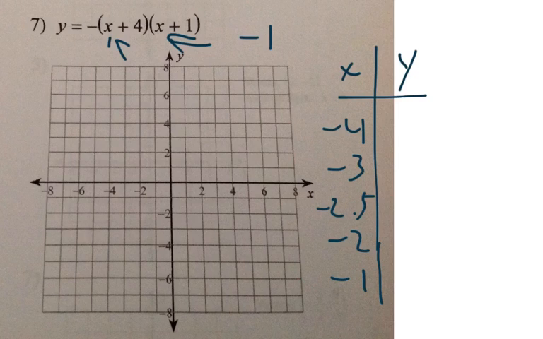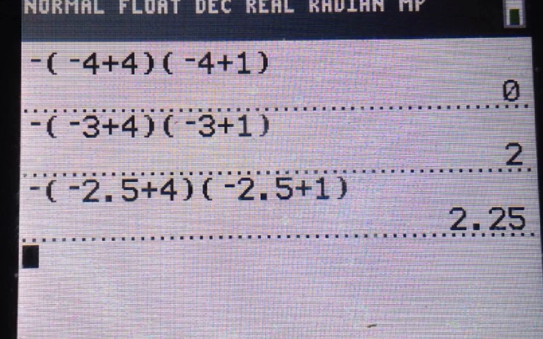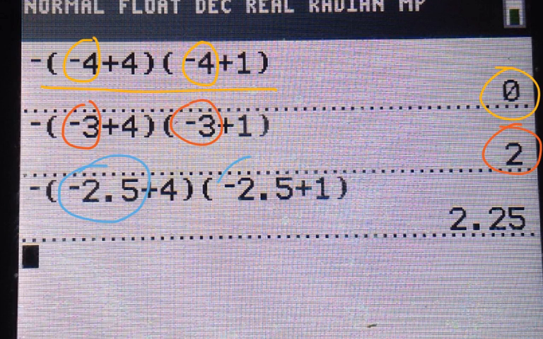Well, of course, let's go ahead and call upon our trusty calculator. So check this out. As you can see right here, guys, I plugged in -4. Notice how I typed it exactly like the function, and I got a 0. Then I plugged in -3, and I got a 2. Then I plugged in my vertex, -2.5, and got 2.25.